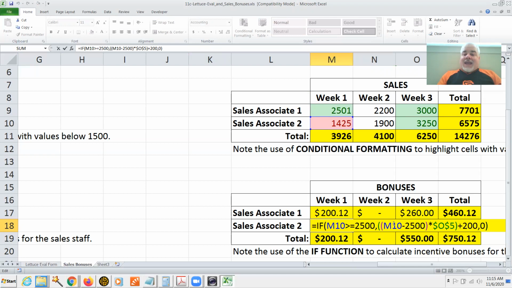Just subtract the units sold in M10 minus 2,500, times the fixed value for each additional unit, 10 cents or 12 cents, whatever it is, plus 200. Don't forget the plus 200, because that's their baseline. Once you hit that 2,500, boom, you get 200 bucks. Comma, otherwise, you get 0.